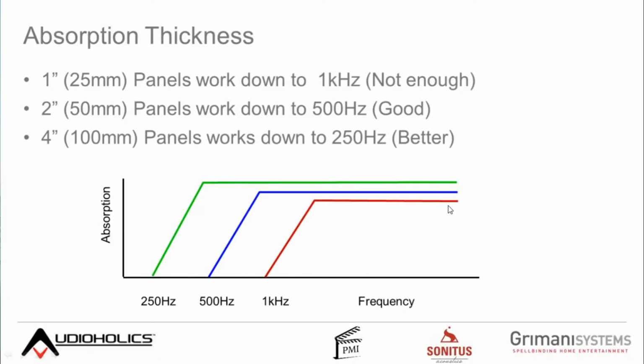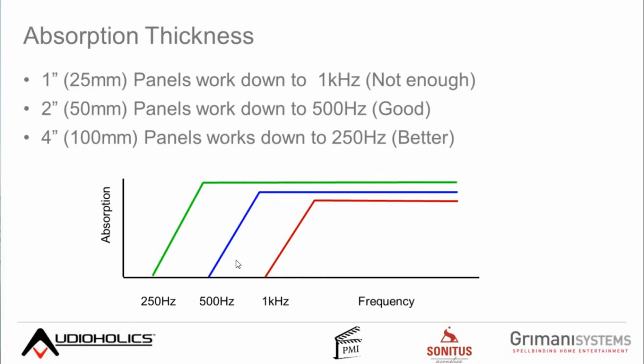Works down, it absorbs really well down to 1 kilohertz, and then bye-bye, it starts to lose it. A 2-inch thick panel works down to 500 hertz. So that's the blue one, works down to 500 hertz and then loses efficiency. A 4-inch thick panel works down to 250 hertz and then starts losing it.